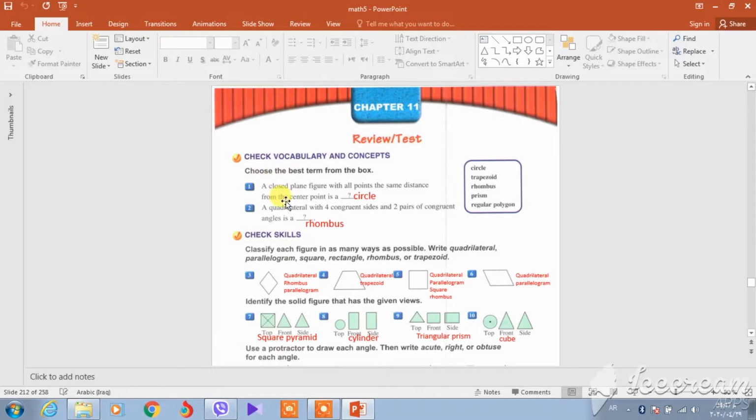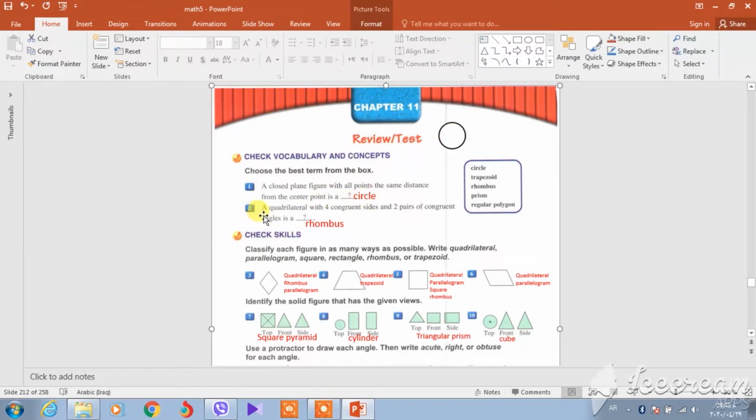Question 1 says, a closed plane figure with all points the same distance from the center point is called a what? It is called a circle. Look, students, if we have this circle with a center point, all points in the circle have the same distance from the center point. So this answer is circle.